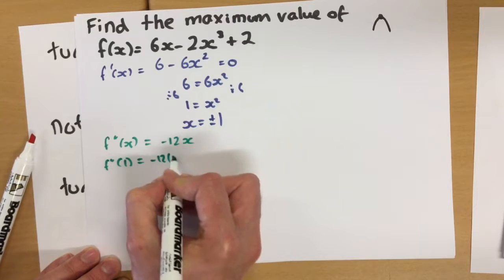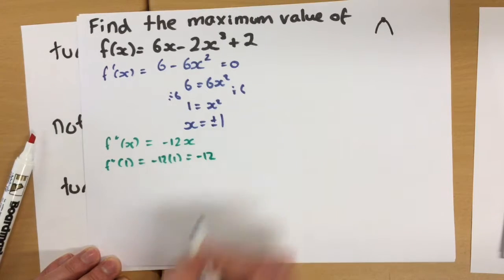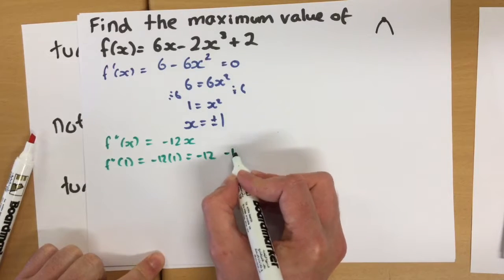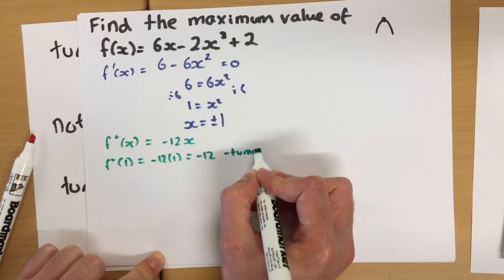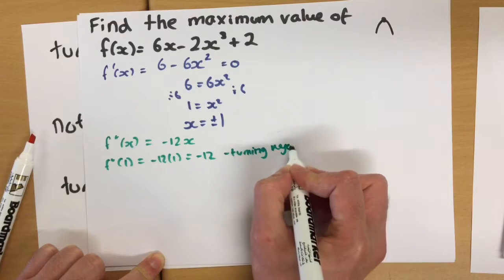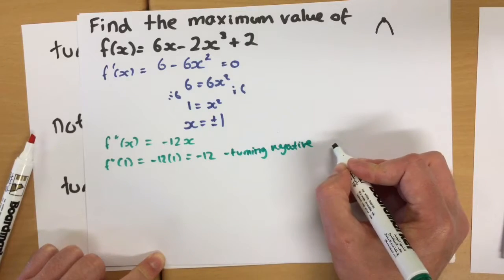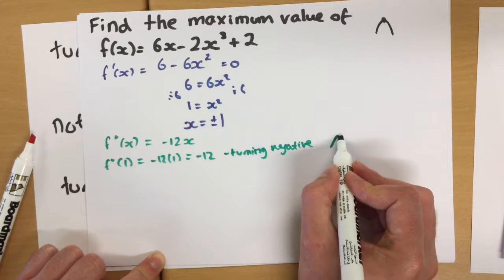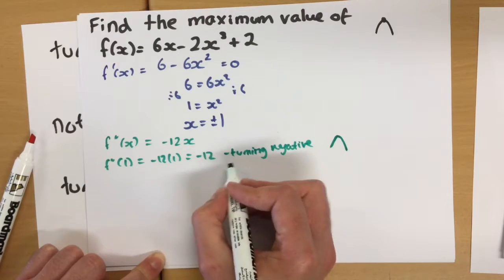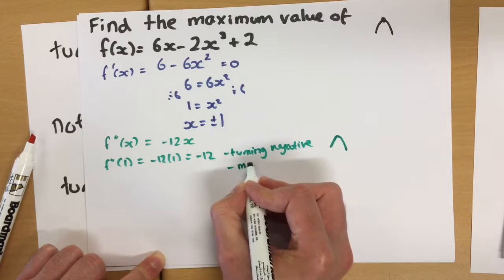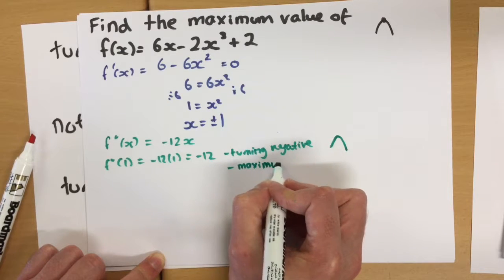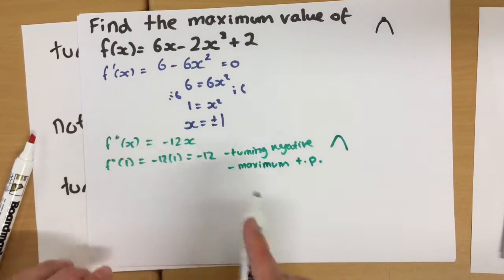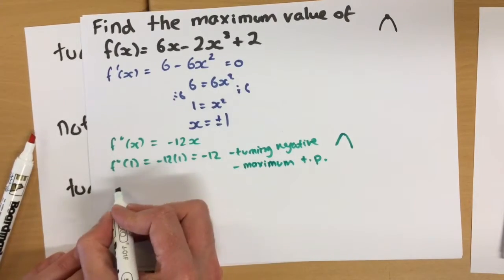That gives us minus 12 times 1, which is negative 12. So this tells us that our graph is turning negative. The gradient is turning into a negative gradient around this point. So it was positive, then it's stopping at the stationary point and turning negative, which tells you that this is a maximum turning point.